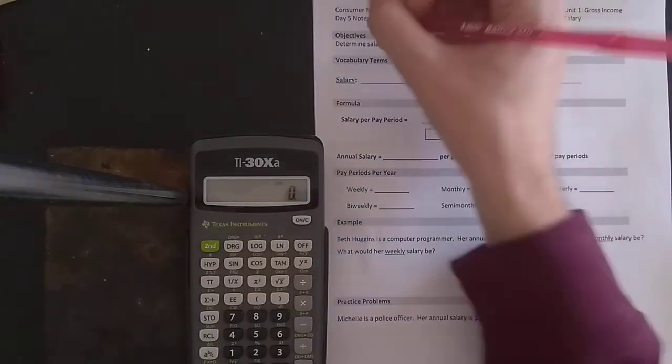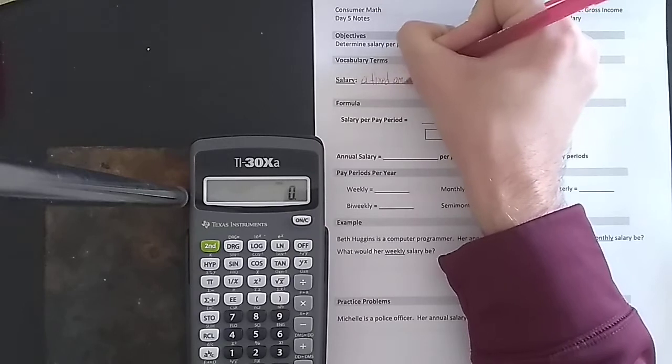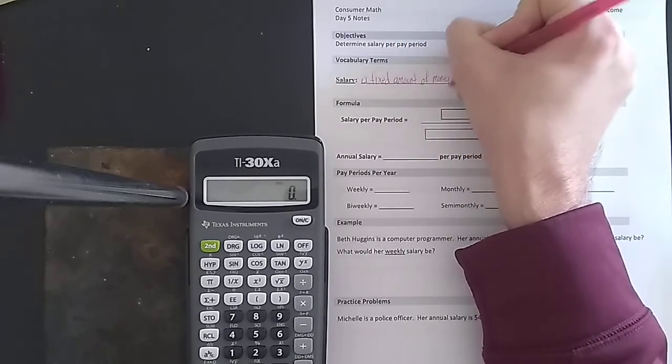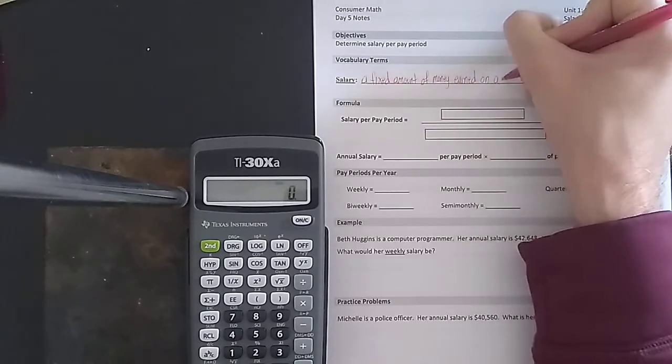A salary is a fixed amount of money earned on a regular basis.